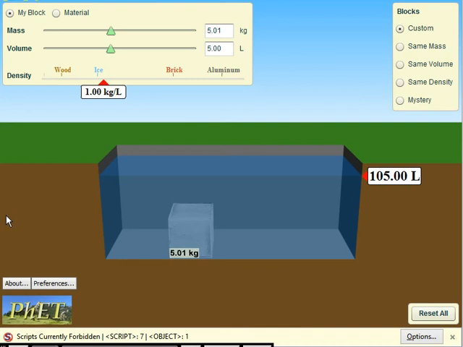Just a revision of things you've done in class already. Okay. If the maximum force of buoyancy is greater than the weight of the block, what happens?